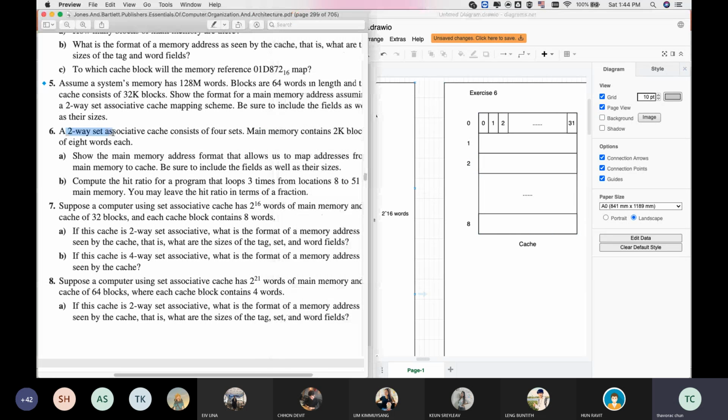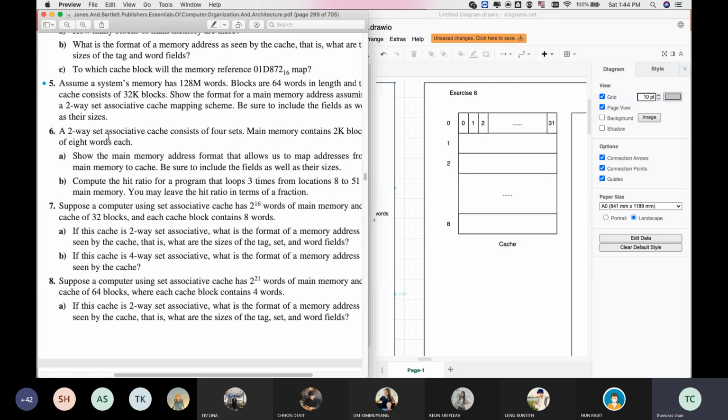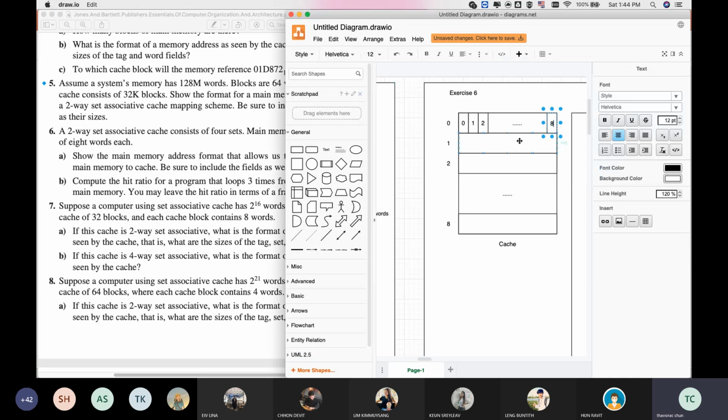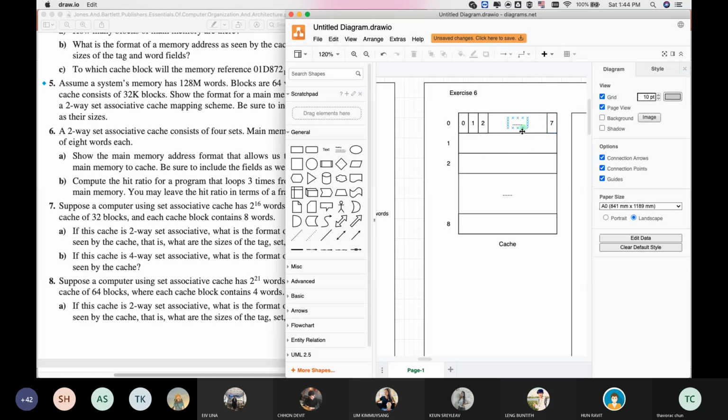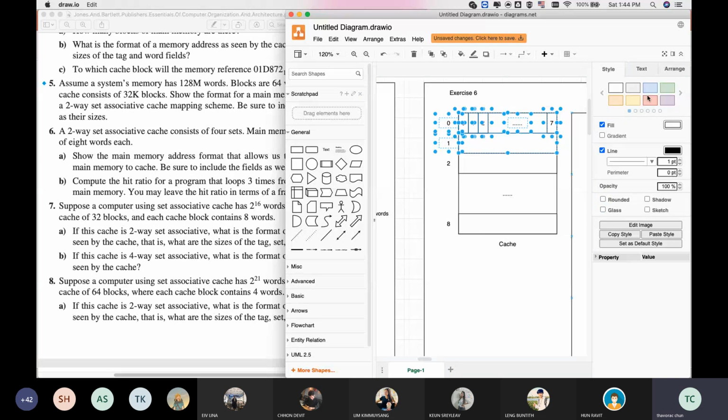Remember, two-way set associative refers to one set having 2 blocks. If it were four-way set associative, you would have 4 blocks in one set. So because we have two-way set associative and 4 sets, in total we have 8 blocks. And in each block we have 8 words, so this one should be number 7. Okay, and then 2 of these equal 1 set, so I will use another color.